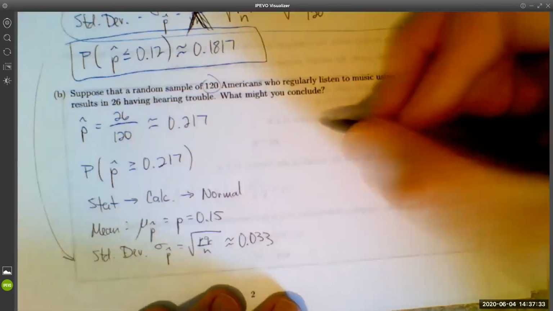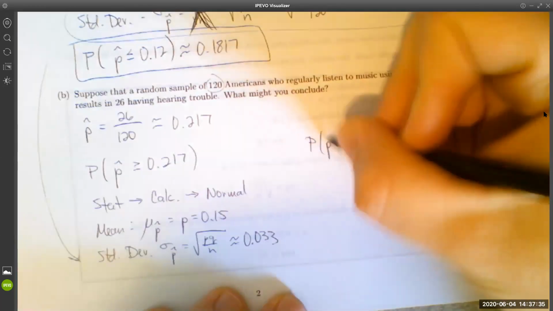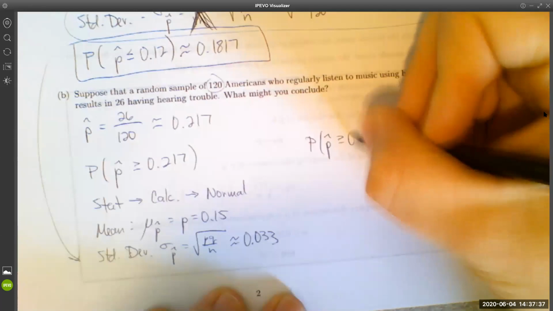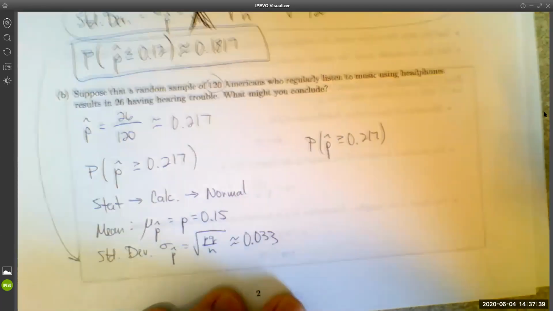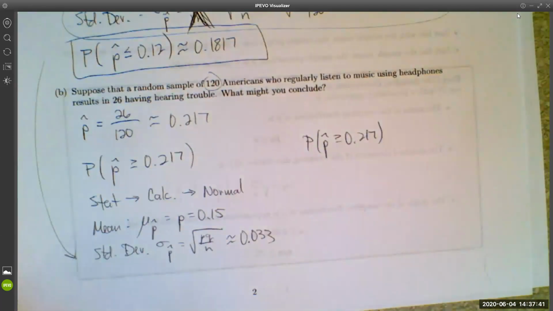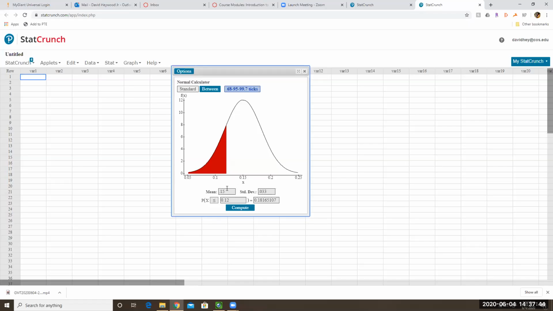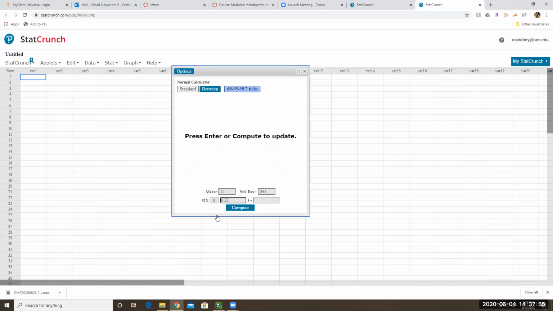And so now probability that p hat is greater than or equal to 0.217, let's see what we get. So we already have the mean at 0.15 and the standard deviation at 0.033 like we want. We're going to change this to greater than or equal to 0.217. And there's that probability. So 0.0212.